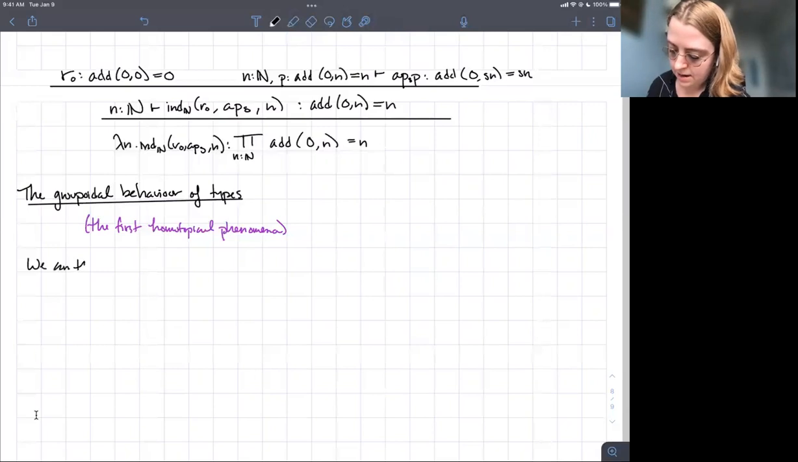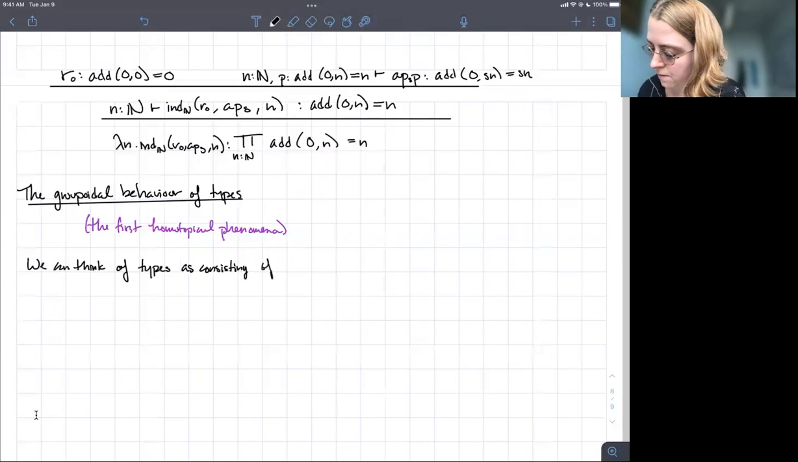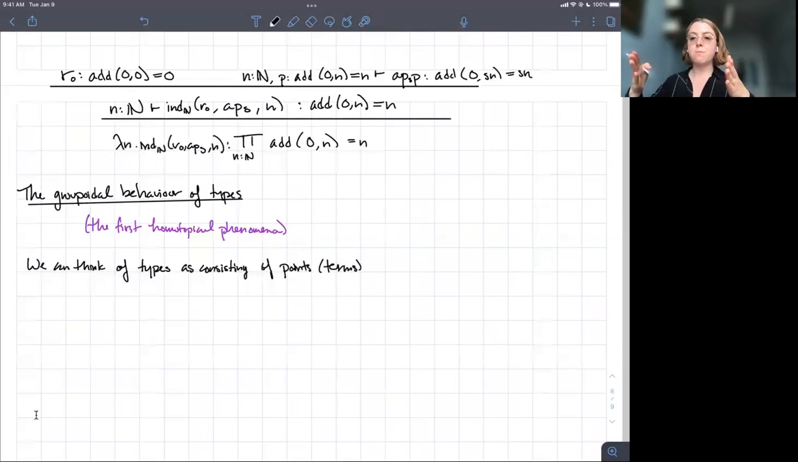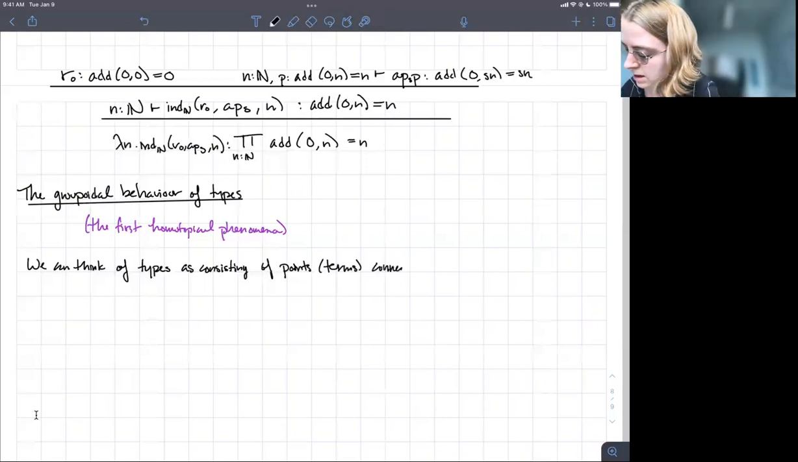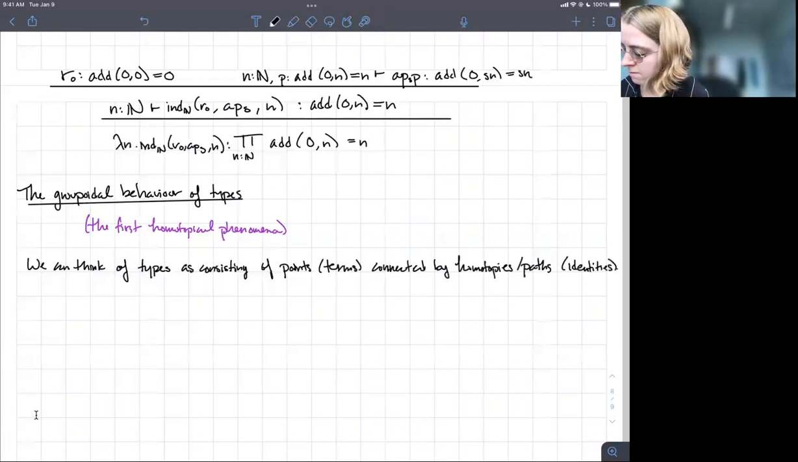So we can think of types as consisting of points. I mean, technically terms, but just like we think of terms sometimes as elements of a set or proofs of a proposition, we can now also think of them as points of a space connected by homotopies, which is a jargony word, or paths, maybe the more intuitive word. And these are, technically speaking, the identities, the terms of the identity type.